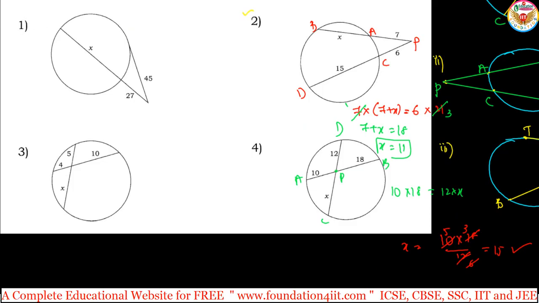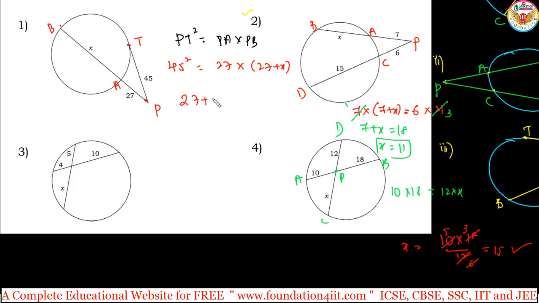Just for example, this first problem, this is T, P, A and B. So a tangent and this secant. According to the formula, PT square is equal to PA into PB, right? PT square, that is 45 square, is equal to PA, which is 27, into PB, from here to here, 27 plus x. So you can simplify this, and from this you can get the x value.